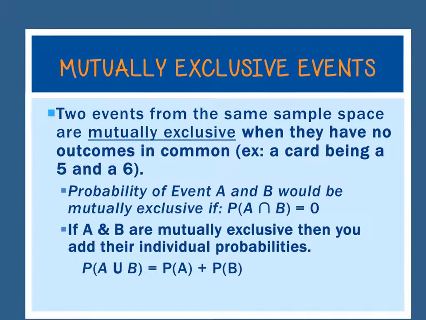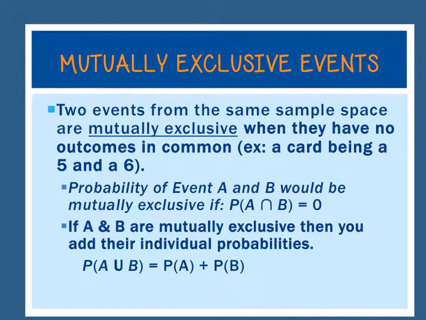All right, mutually exclusive events. So 2 events from the same sample space are mutually exclusive when they have no outcomes in common. For example, a card being a 5 and a 6. A card cannot be both a 5 and a 6, so they are considered to be mutually exclusive. Not mutually exclusive would be like a 5 and a heart. So a 5 can also be a heart. That's a different scenario, which we'll get to in a moment.